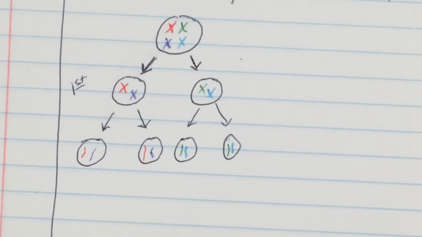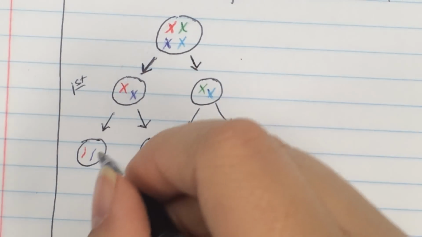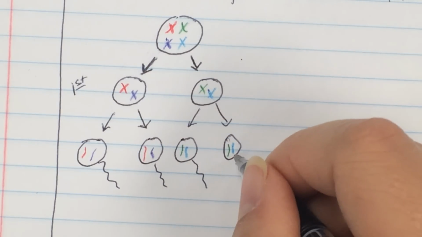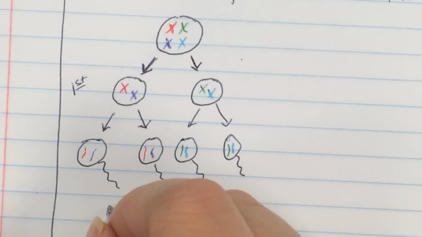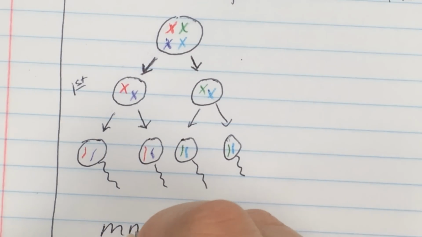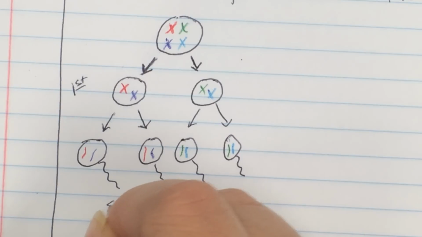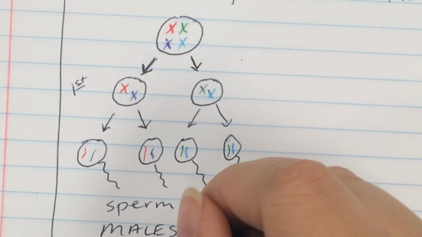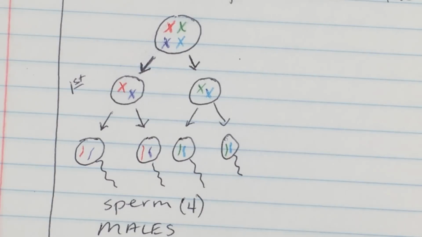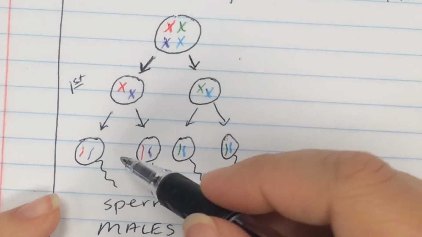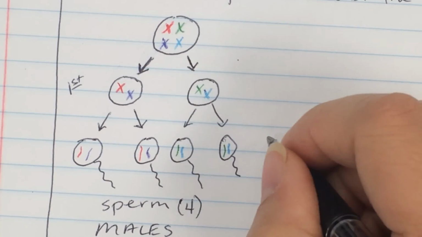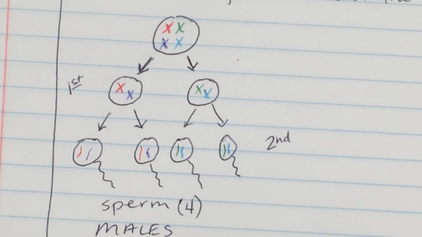Now what's really neat is that if these are males, all of these would become sperm. So in males, they become sperm, and we end up with 4 of them. So they all end up about the same size. So this is our first division, and down here we have our second division.